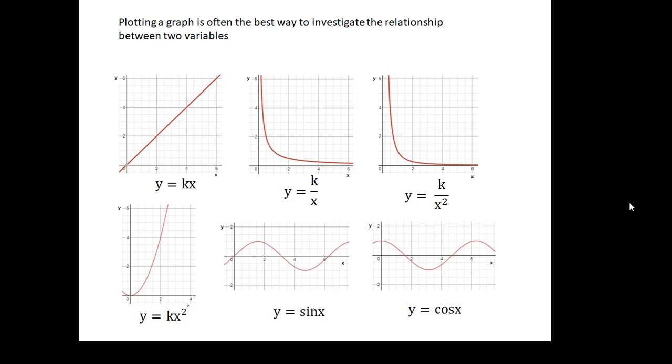Bottom left, we have y equals k times x squared, is very common. And then the last two, y equals sine x and y equals cos x. Very important that you notice the difference between them, sine x and cos x. I'm sure you probably do A-level maths as well, and this is all pretty basic stuff.